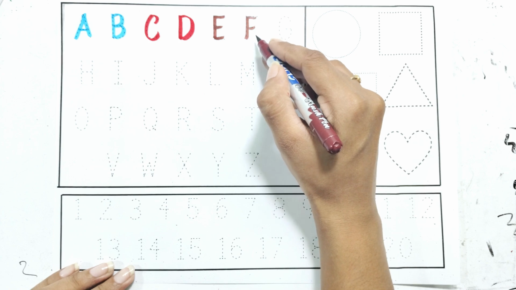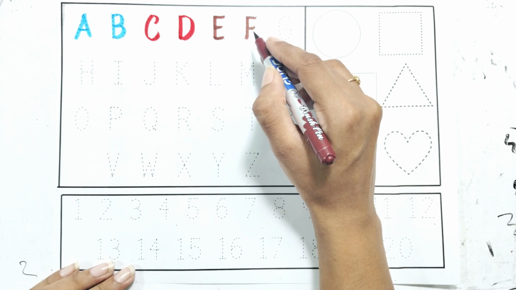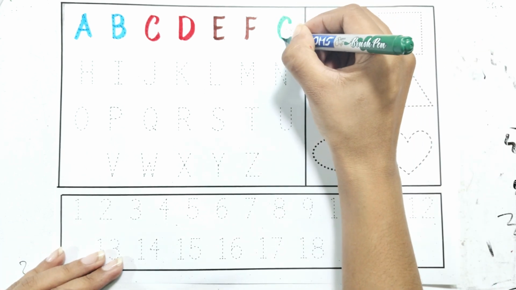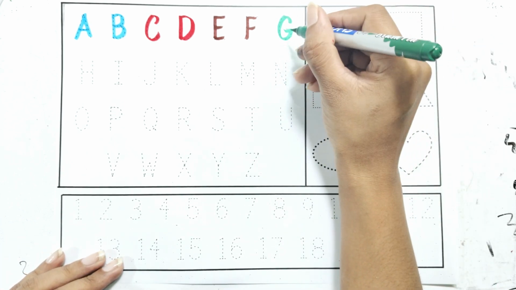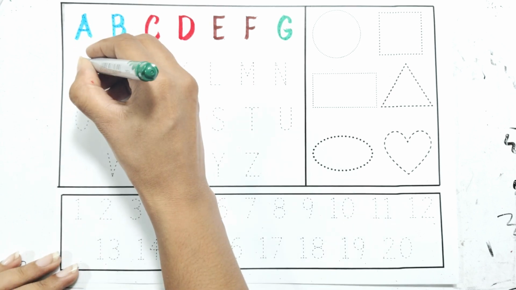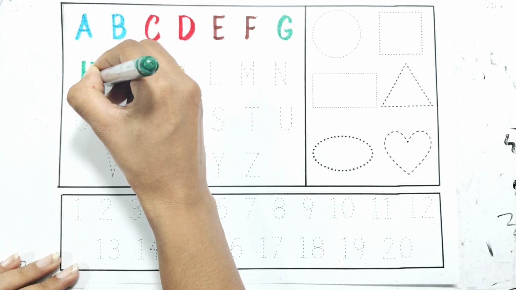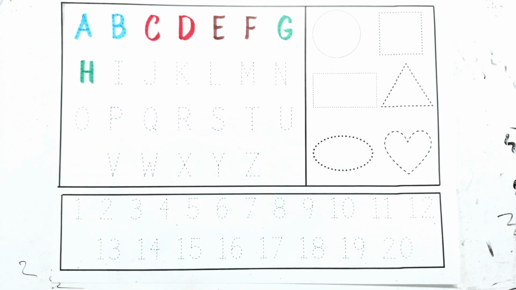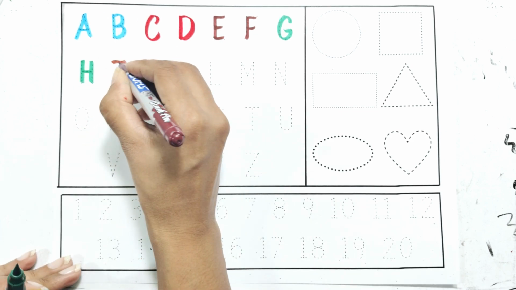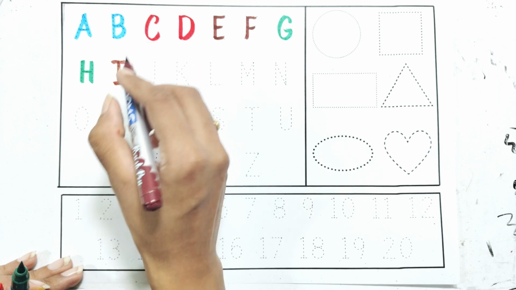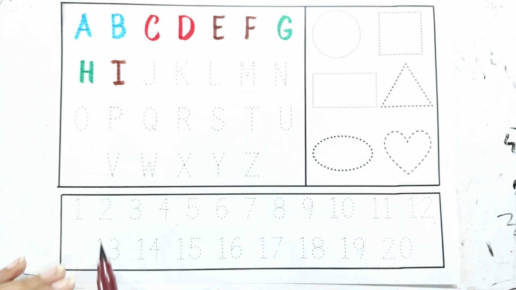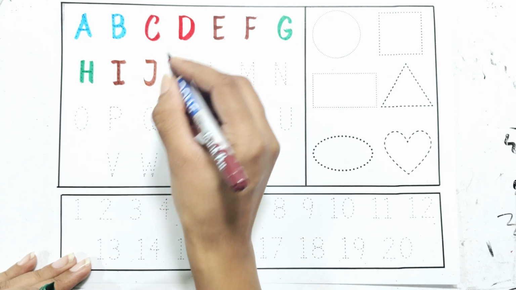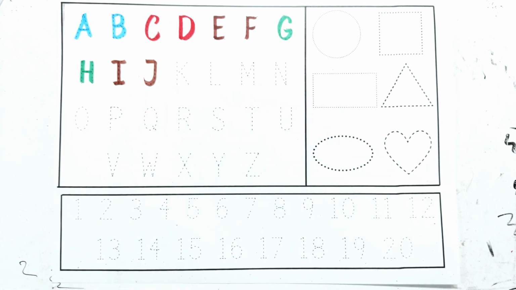F is for flag. Write with me G. G is for green. Write with me H. H is for house. Write with me I. I is for eyes. Write with me J. J is for jaguar.